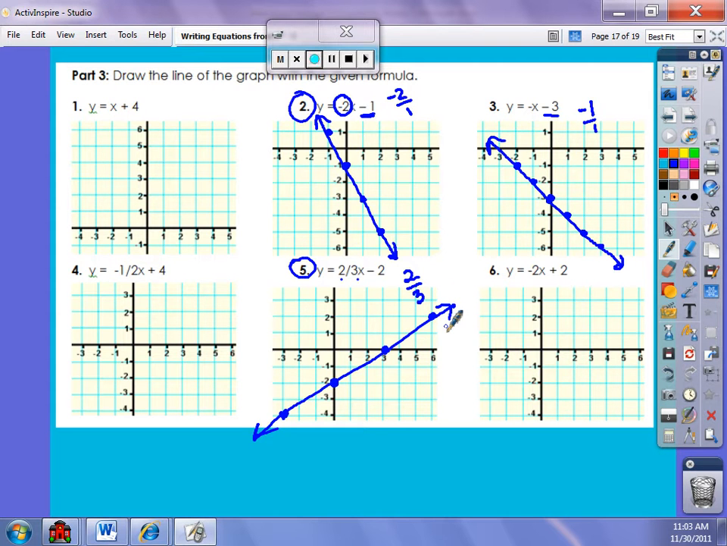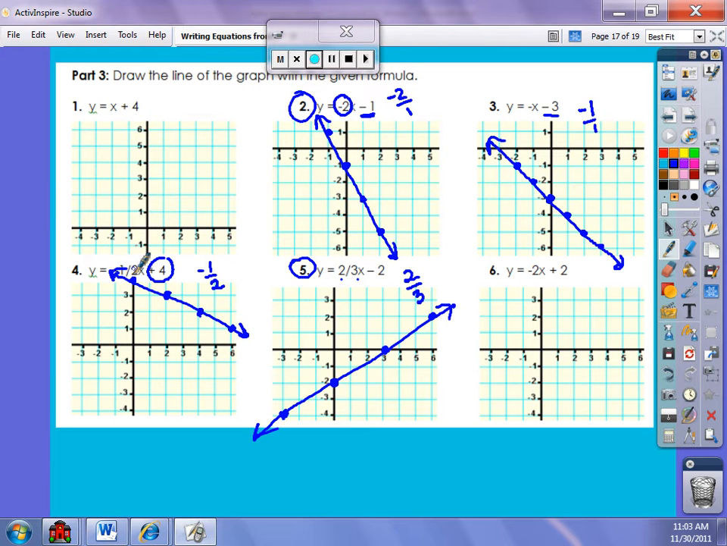Okay, same thing with a negative fraction. This one's crossing at 4. Oops, that's way up here. And it's going down 1 over 2. Down 1 over 2. Notice this one is decreasing, right? Because this one has a negative slope.